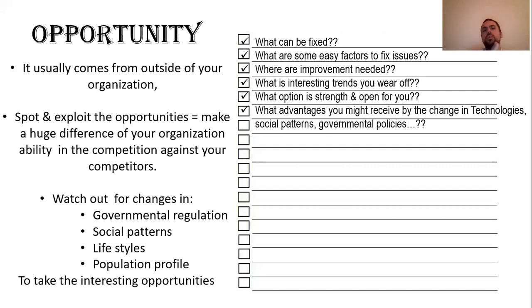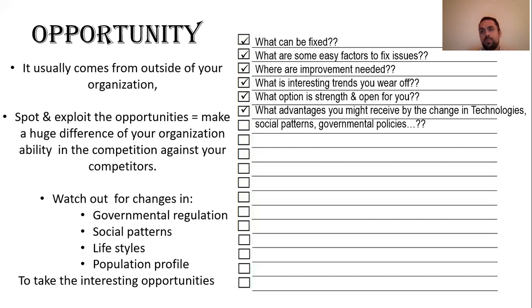But which factors can we realize as opportunities? Which factor helps us to discover opportunities? The first factor is changing in the regulation of government. Sometimes governmental regulation is changed and we can find some opportunities. The second point is the social pattern. Change in the social pattern might cause an opportunity for us. Third one is the lifestyle and also population profile. We need to know how to take the interest from these factors.